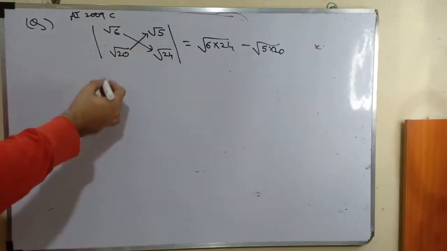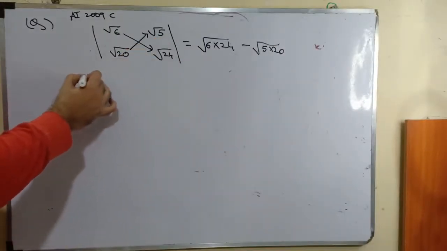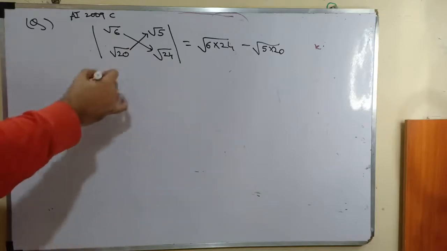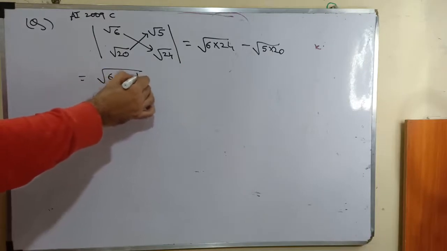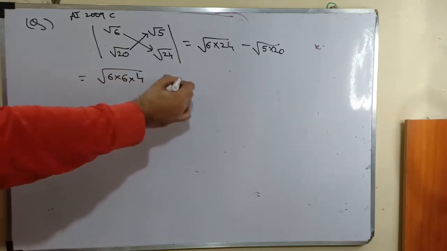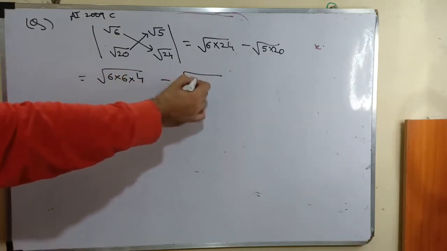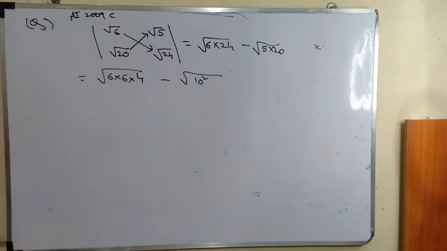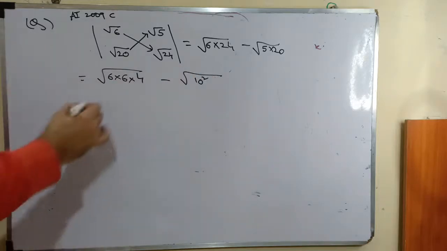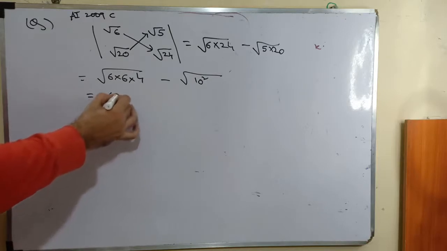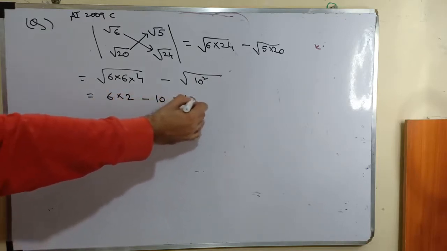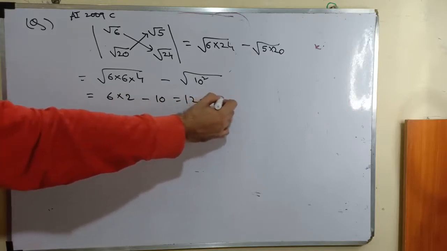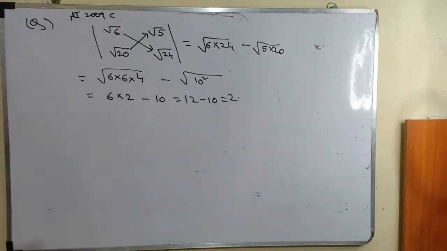So you can see that square root of 6 times 24 is square root of 6 times 6 times 4, and then 5 times 20 is 100, that's 10 squared. So I'm writing this straight away. So that is 6 times 2 minus 10, so that's 12 minus 10, that is 2. This is a pretty straightforward question. You can answer like this.